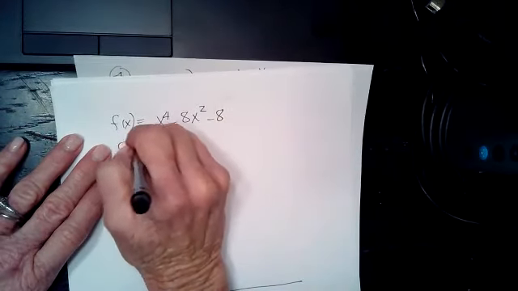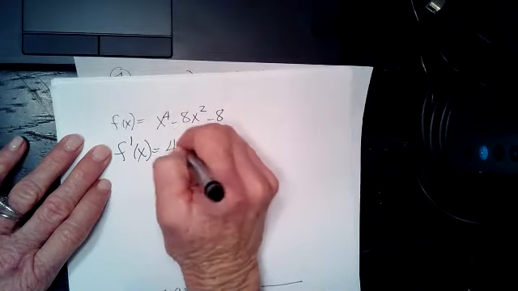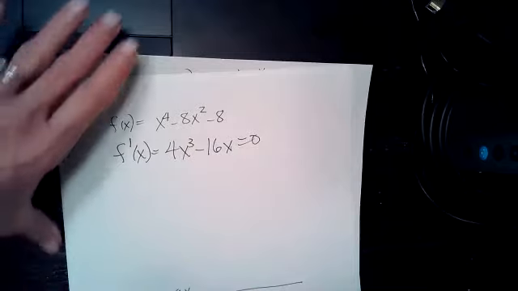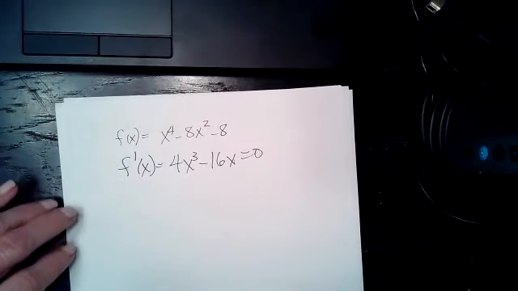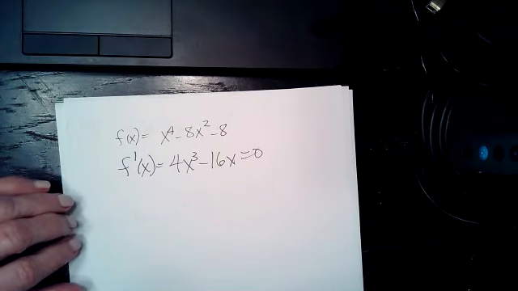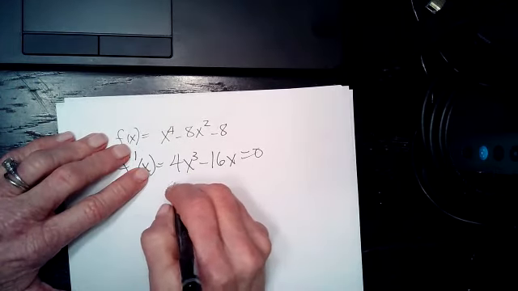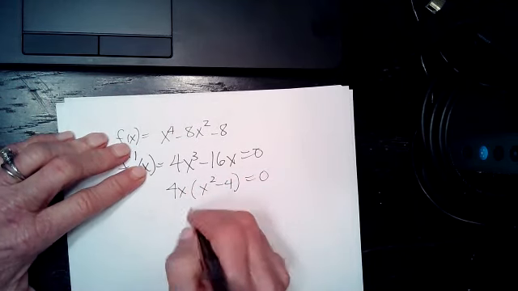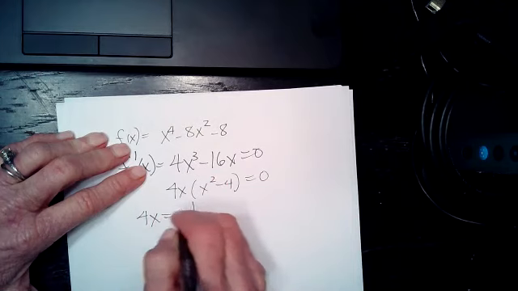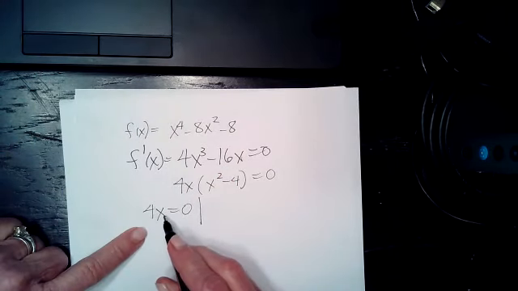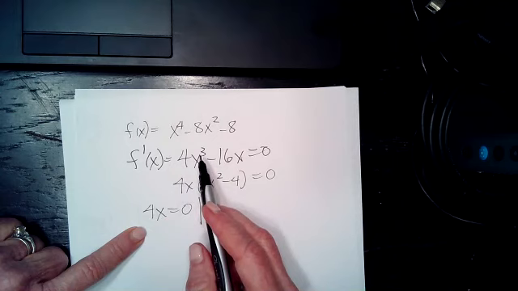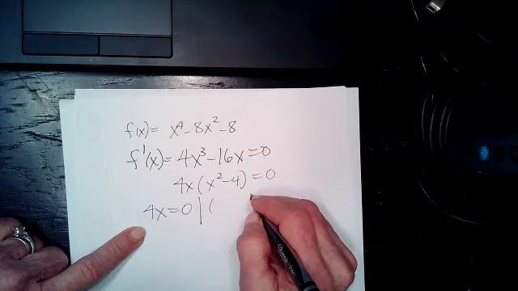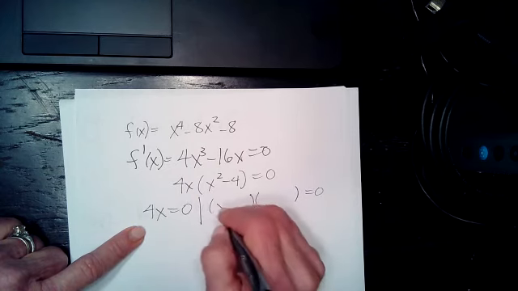So f prime of x is 4x cubed minus 16x and set it equal to 0. Okay, so I have to factor that. But first, let's take out the greatest common factor. And that leaves me x squared minus 4. So now when I set 4x equal to 0, I can't just scratch it out because there's an x there, okay? I'm solving a cubic equation. I should get 3 answers, right? So x squared minus 4 factors. It's a difference of squares.